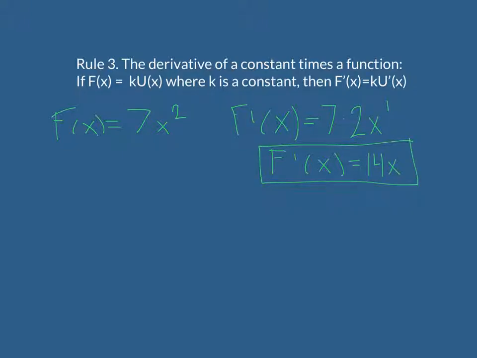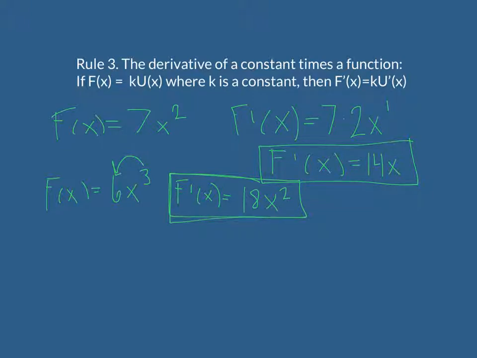Okay, let's look at one more here, or actually two more. If I have f of x equals 6x cubed, you simply just need to multiply that 3 times the 6, so the derivative would be 18, and then what is 3 minus 1? 3 minus 1 is 2. So there is our final derivative.